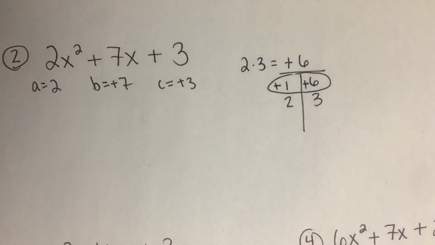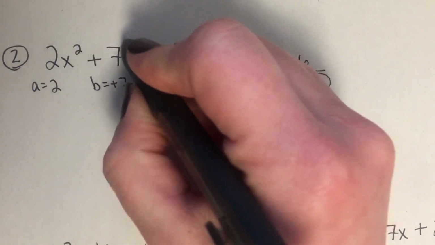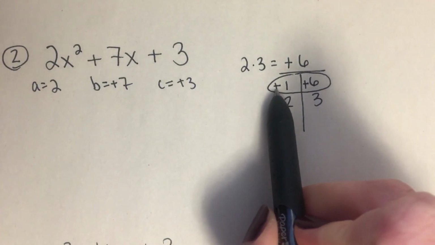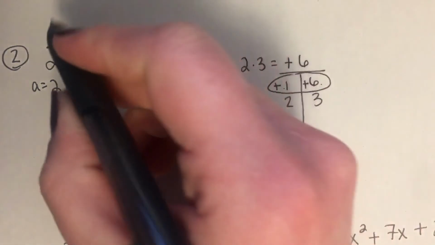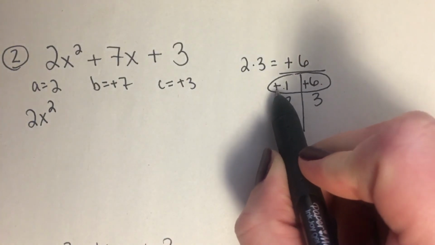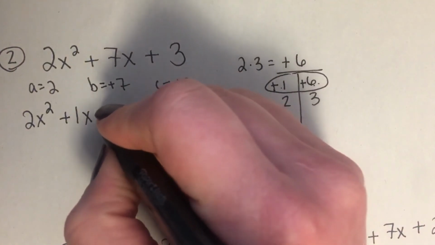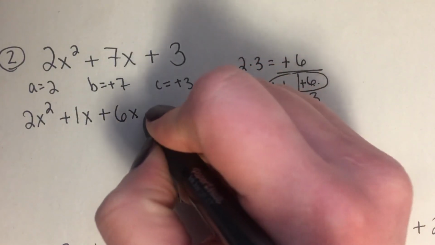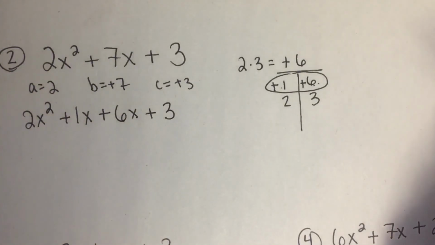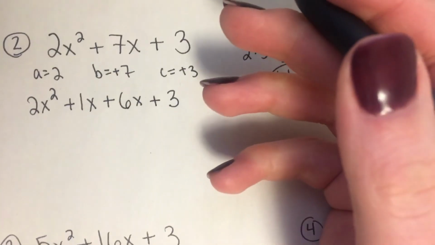So since they are both positive, I'm going to split this middle term into 1x and 6x. So we're going to copy the first, 2x squared. Going to take this 1 and make it a 1x. Take the 6, make it a 6x, and copy down the last term. Now I have to do that GCF, or reverse distributive property, 3 times.